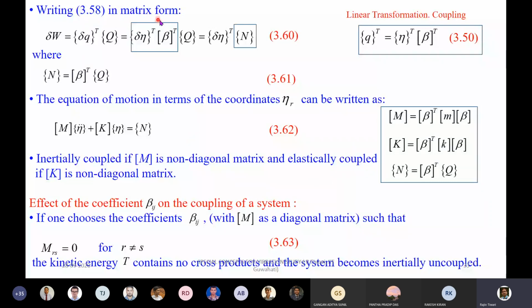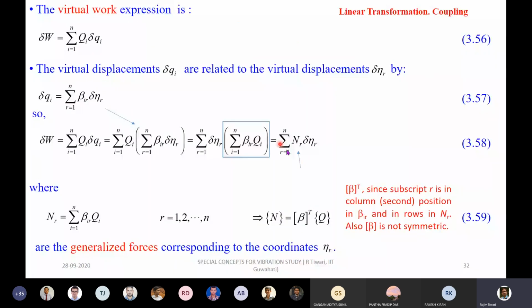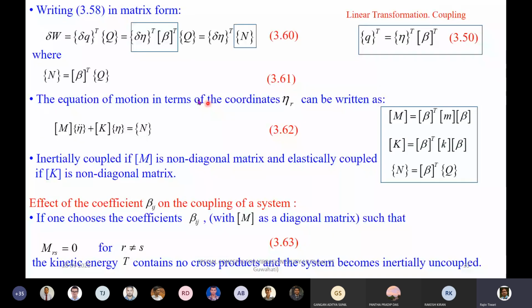So this is the same thing as the previous one. So this we are writing in a matrix form. So this has been written in the matrix form. Here, as we have related earlier also, this relationship.